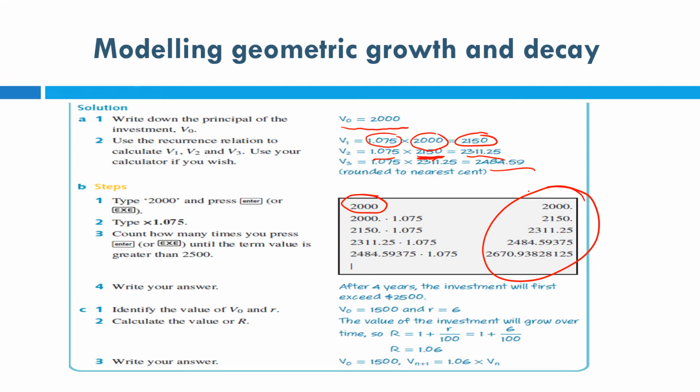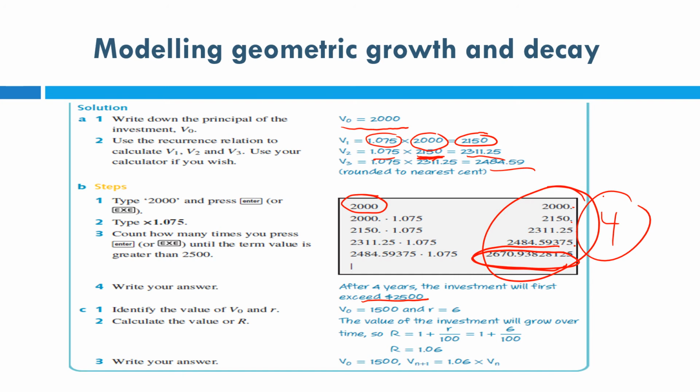So then you can just answer the question here. After 4 years, the investment will first exceed $2,500. When does it exceed 2,500? Right there, it exceeds it. So that's 1, 2, 3, 4 years, and you just count it from your screen. Very simple and straightforward. So it's after 4 years that it goes over that $2,500.